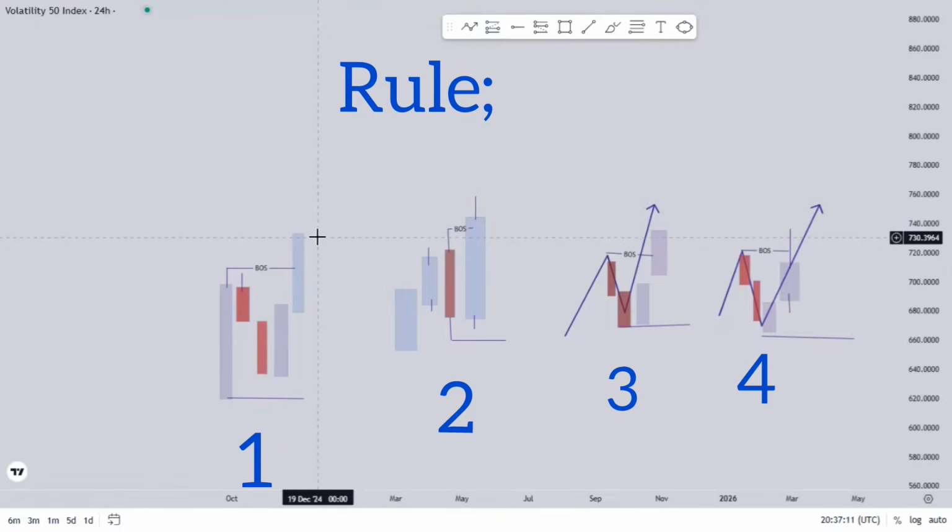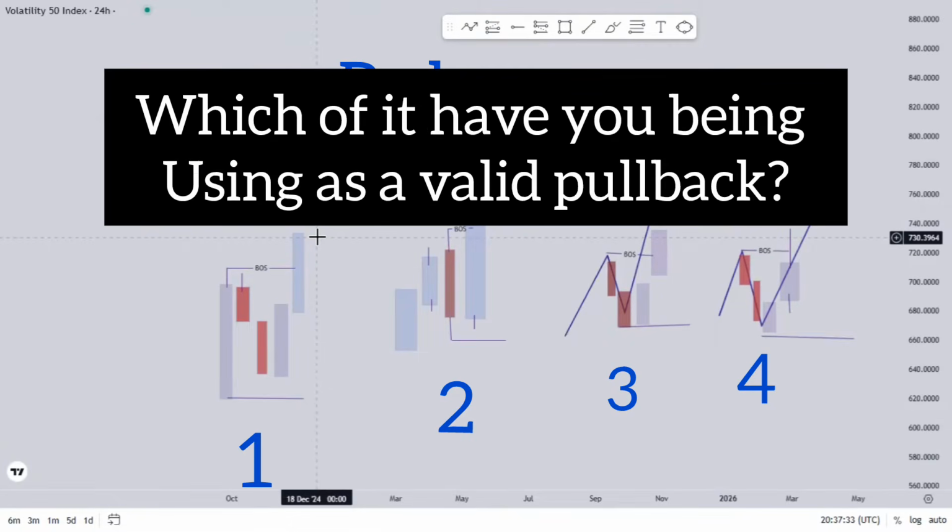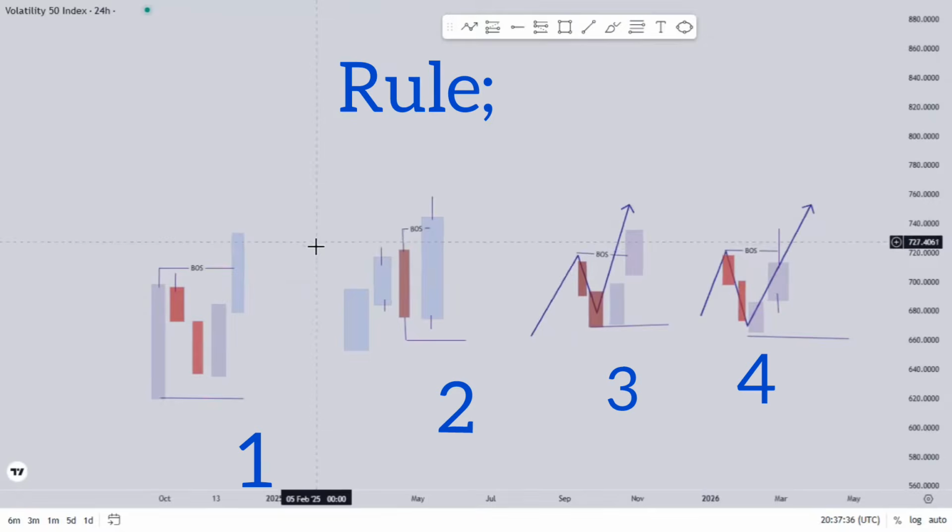These four scenarios, which of them is actually a break of structure and which of them is a valid pullback? Before we dive into it, you can do me a favor by dropping a comment, dropping your thought process or what you think is the valid break of structure here.